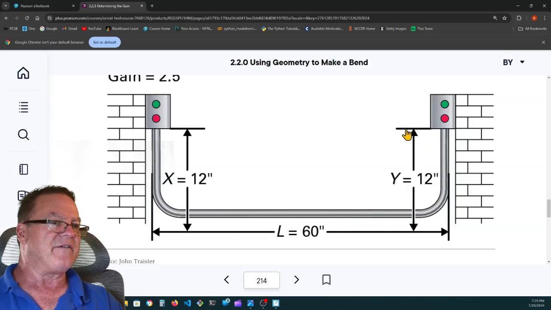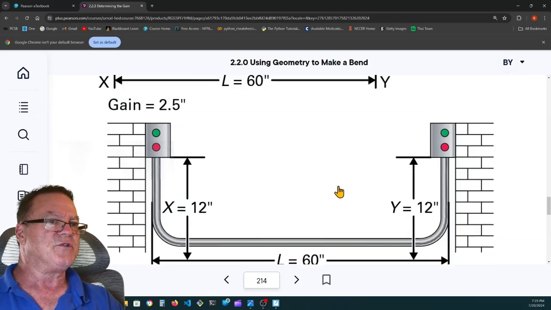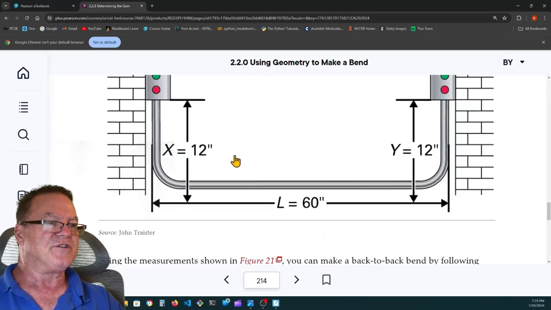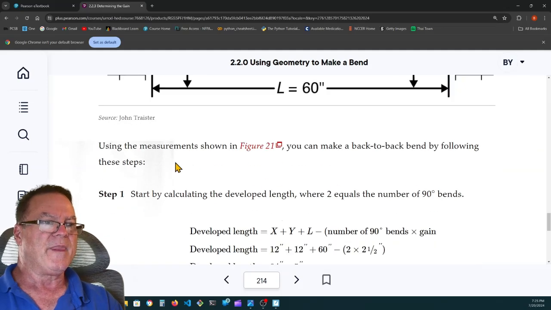So here they're saying that they have a 12-inch stub and a 12-inch stub and a 60-inch back-to-back. So that's 24, that's 84. We've got 84 inches. And then if our gain is 2.5 inches, we would subtract 5 inches, and we should cut this piece of conduit to 79 inches, and then bend our two 90s.